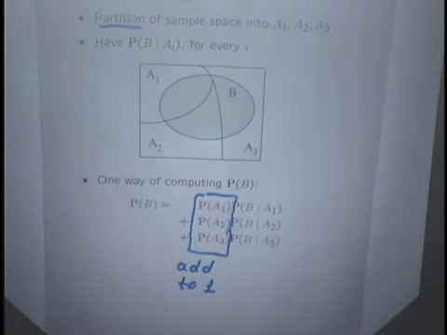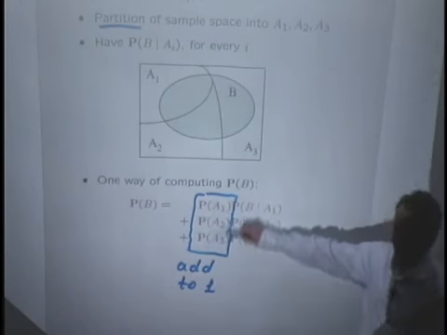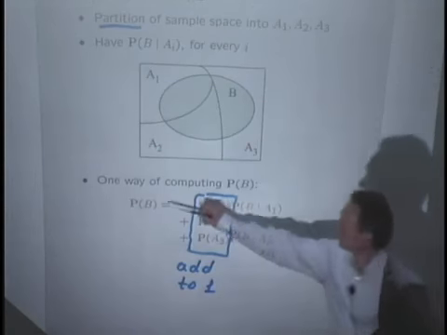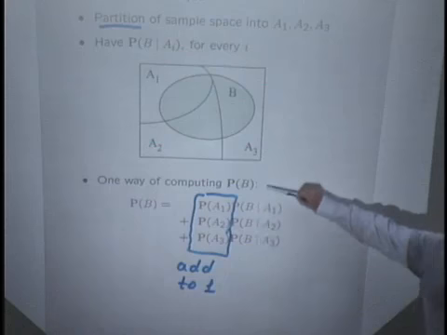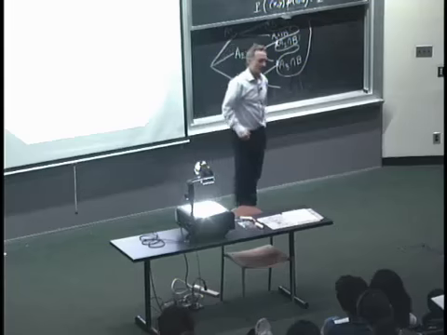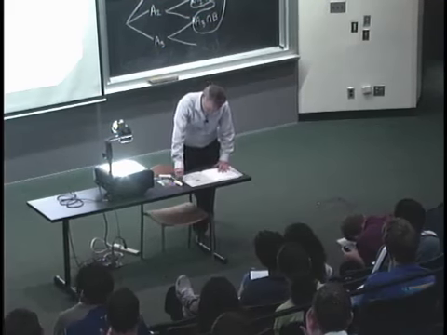Special case. Suppose the three scenarios are equally likely. So P of A1 equals 1/3 equals P of A2, equals P of A3. What are we saying here? In that case of equally likely scenarios, the probability of B is the average of the probabilities of B in the three different worlds or in the three different scenarios.